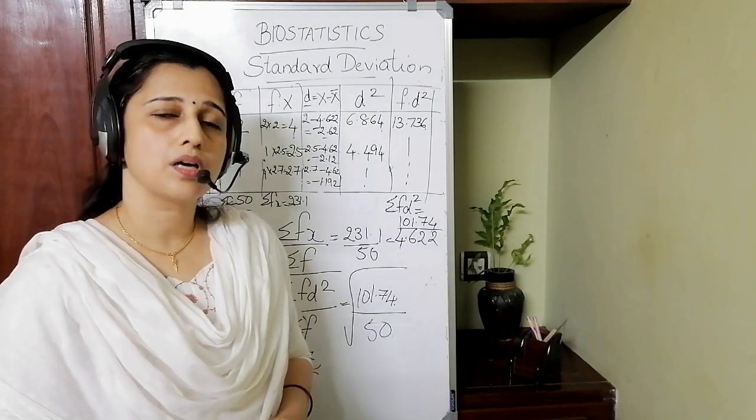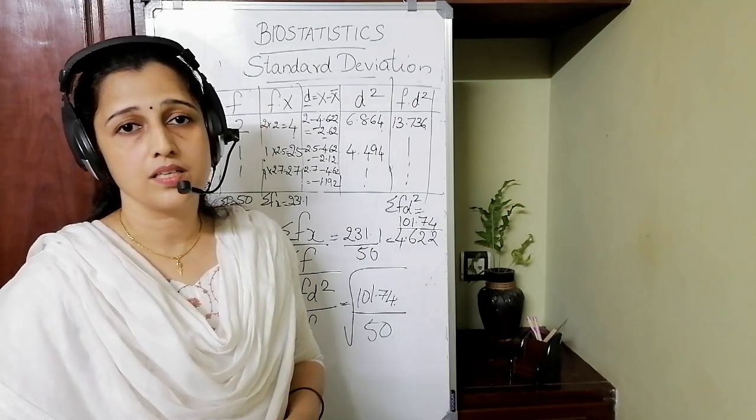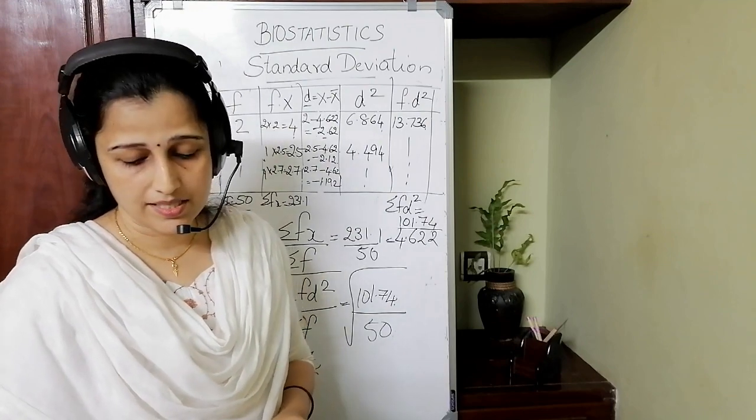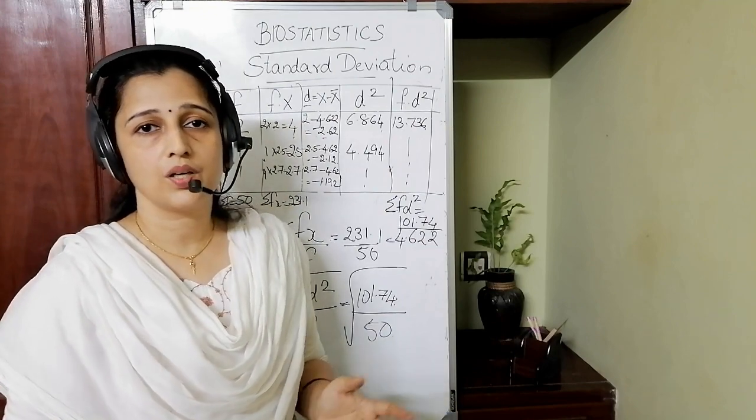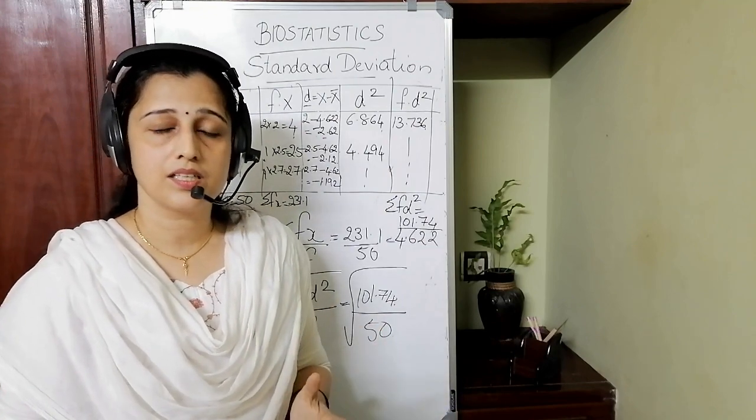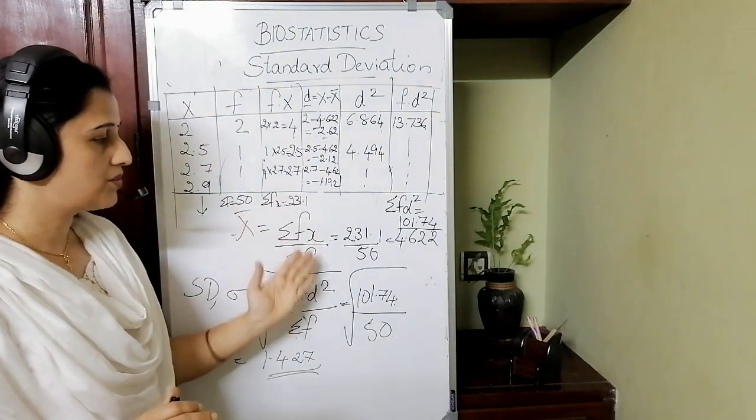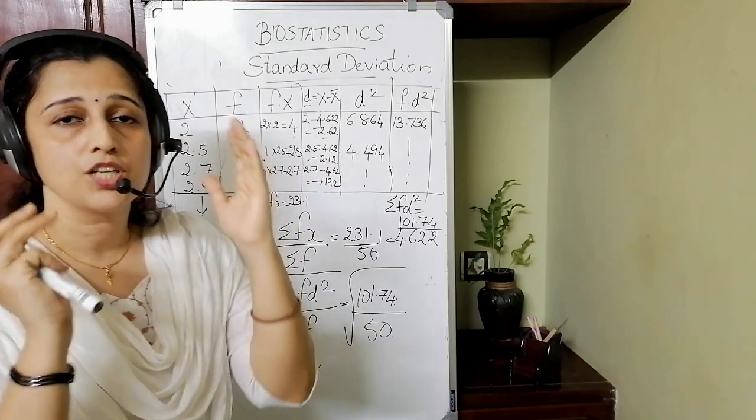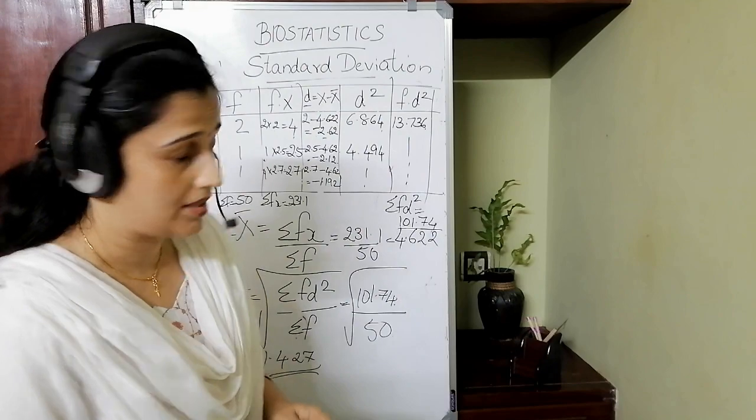Now let's see how to compute the standard deviation of grouped data or continuous series, that is with class intervals. As we did in the mean deviation, while handling class intervals, the equation which we apply is the same, but the only difference is that we take into consideration the mid values of the class interval.